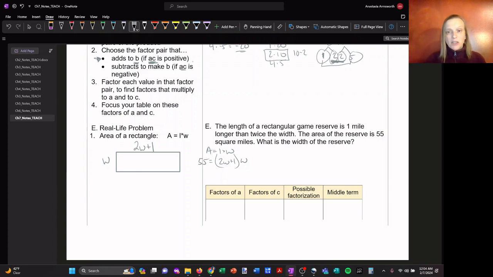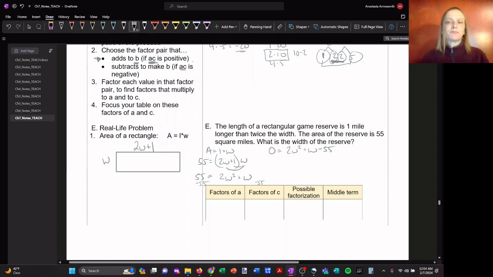So first, I need to distribute this w to everything in parentheses. So if I multiply everything here, I end up with 2w squared plus w equals 55. But I want to set this polynomial equal to 0. So I'm going to subtract 55 from both sides of the equation. And I'm going to get 0 equals 2w squared plus w minus 55.